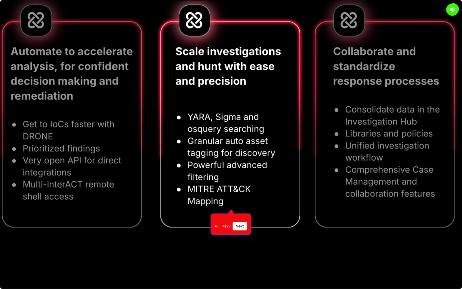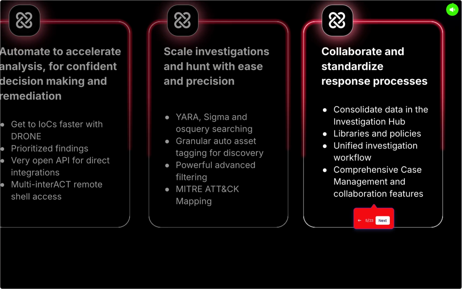Teams can hunt using Yara, Sigma, and OS Query, apply granular asset tagging, and filter vast volumes of data with precision. By mapping activity directly to the MITRE ATT&CK framework, investigators can quickly identify attack patterns and focus where it matters most. Binalyze AIR centralizes investigations within a single investigation hub.